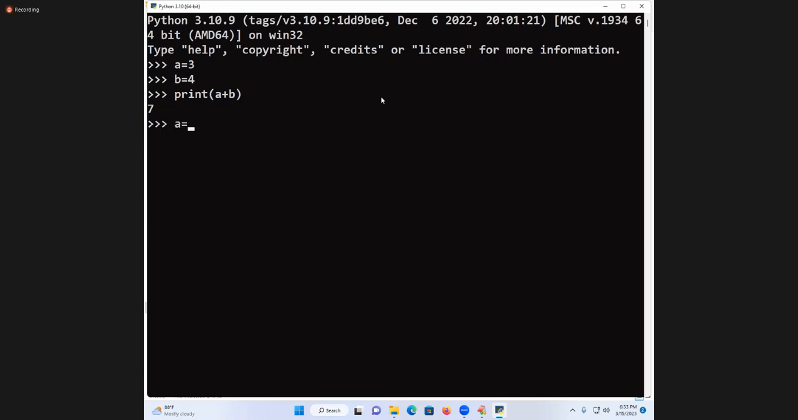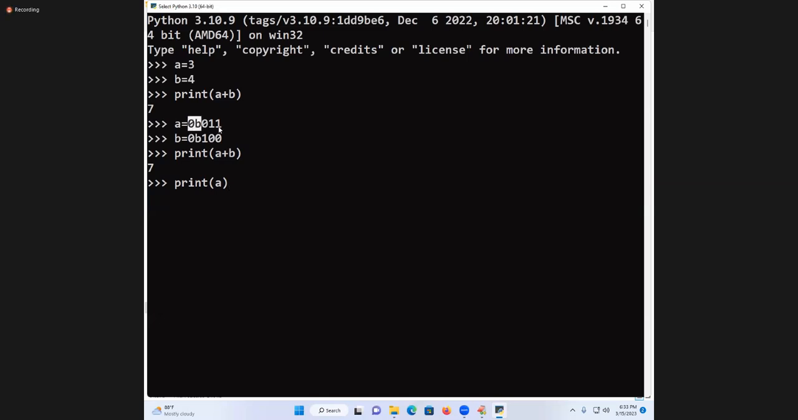Now see students, A is equal to 0b0011, B is equal to 0b0100. Print A plus B. Now I am getting the same answer. This is the binary equivalent of 3, and this is the binary equivalent of 4. Now I am printing. What is that? 7. Print A, you write it.